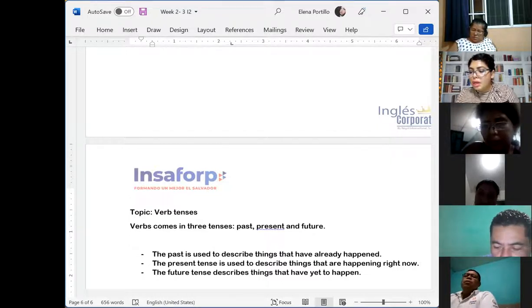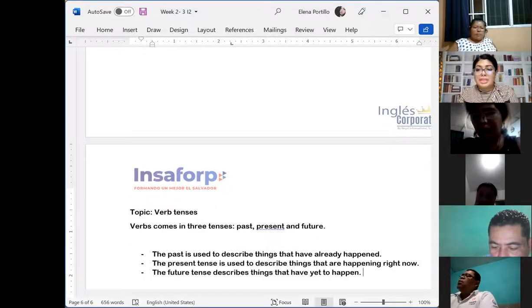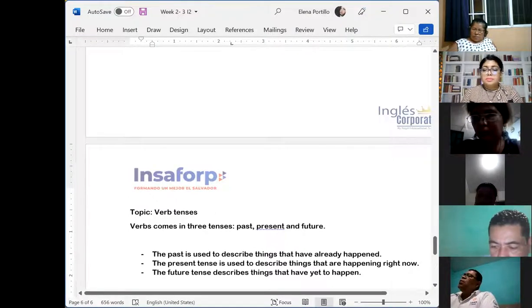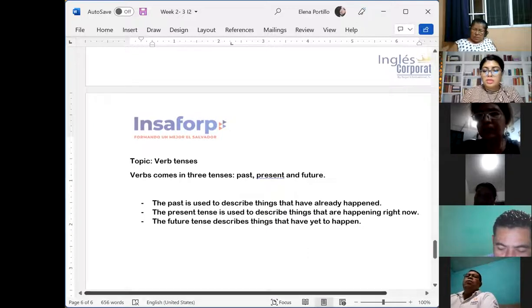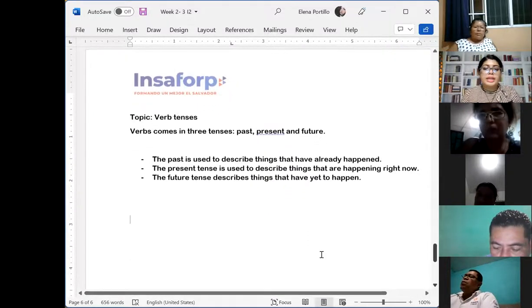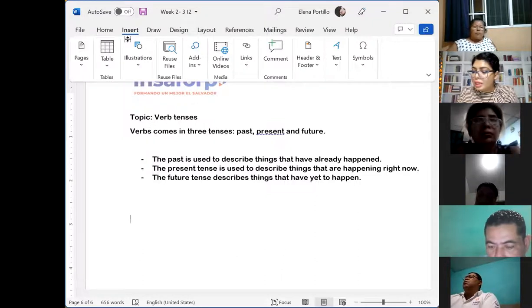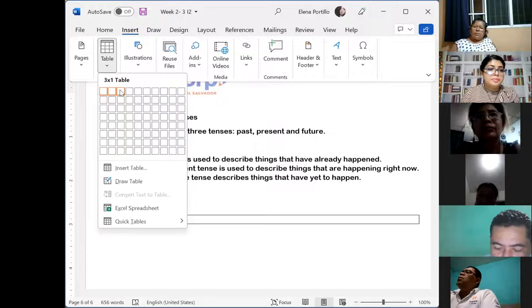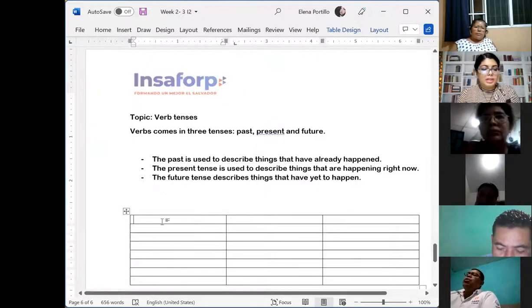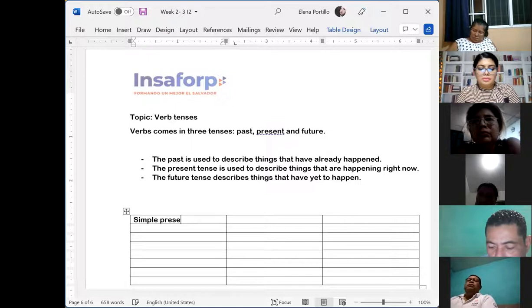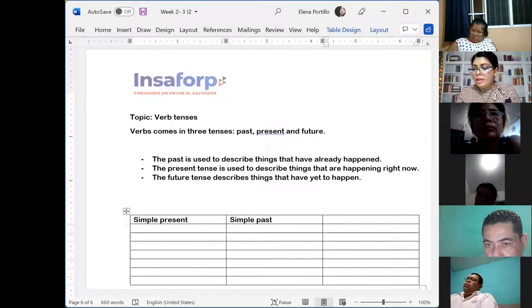So, in this case, we are going to have a table that illustrates the proper use of verb tense. We are going to have these examples to see how we can use them in sentences. So we are going to do it like this, and we are going to create the table. We have the three tenses with the examples. We have here the simple present. Then we have the simple past. And we have simple future.